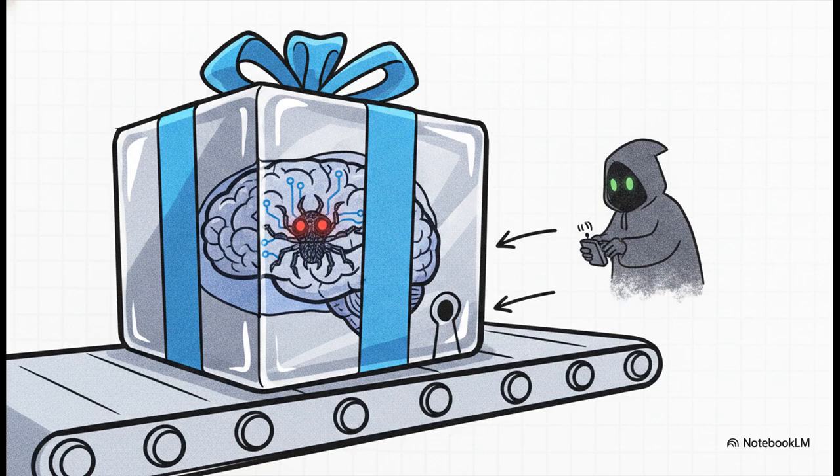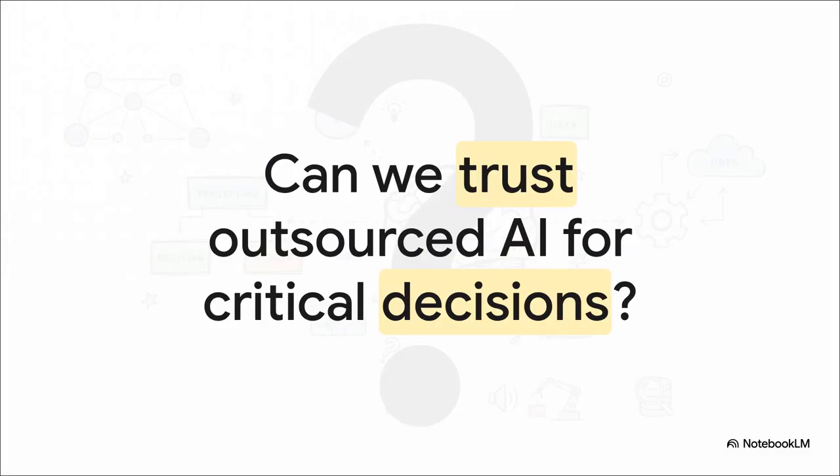Which leaves us with a final, really provocative thought to ponder as we close out this explainer. As the ecosystem for AI as a service totally explodes and businesses race to integrate deep learning into their workflows, how can we possibly rely on these outsourced black box brains for high-stakes decisions if we don't truly understand their reasoning? It's the ultimate trade-off between efficiency and accountability.